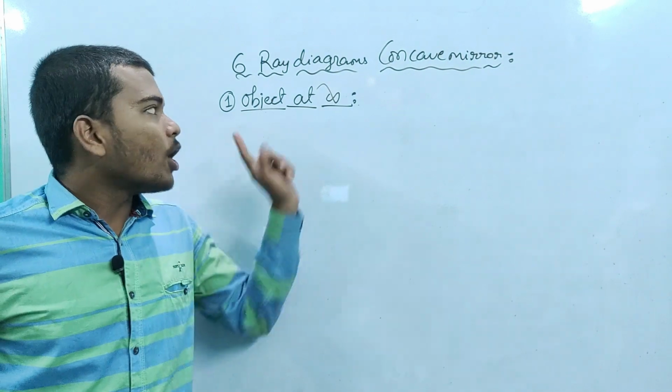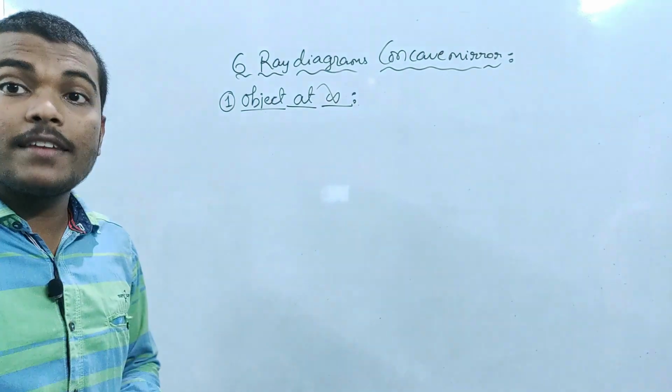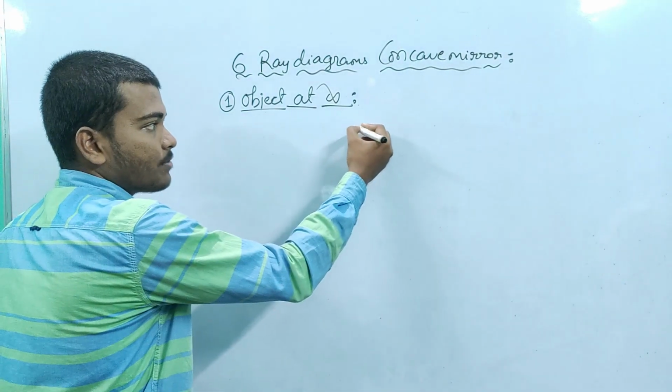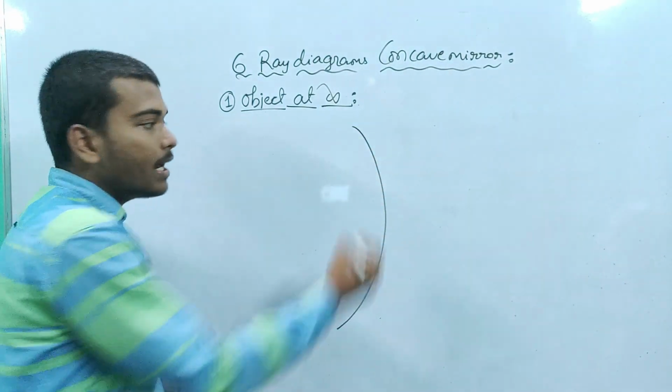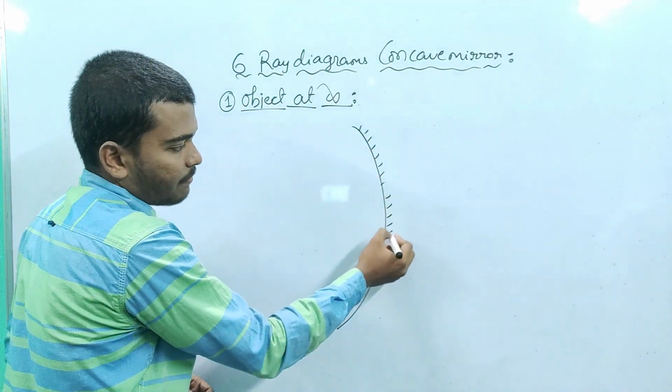Starting the first one, object present at infinity. Let us draw a concave mirror. Let us develop some good habits while drawing the ray diagram. So we did a concave mirror. Immediately we have to do the rough surface which is present behind the concave mirror, right?